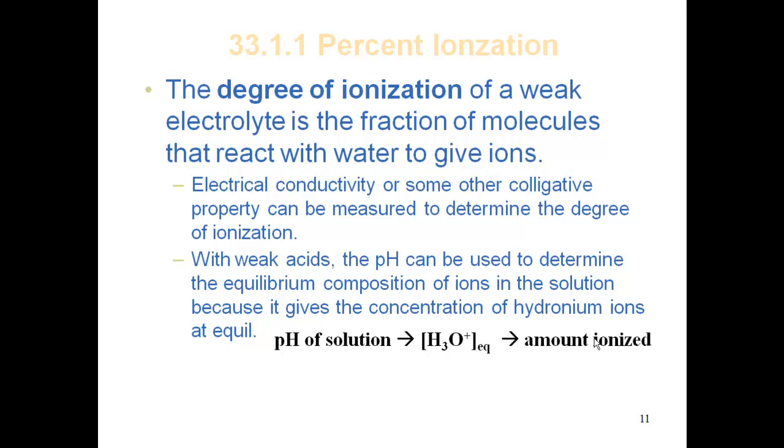Once I know the amount it ionizes, I can compare that to the amount of initial acid we had to start with, and that will give me my degree of ionization, percent ionization. So if I measure pH, it can give me my hydronium ion concentration at equilibrium, which then tells me how much is ionizing, that is the X that's being ionized. Compare that to my initial concentration of acid, and it will give me the degree of ionization, or percent ionization, as we're going to calculate in the next slide.